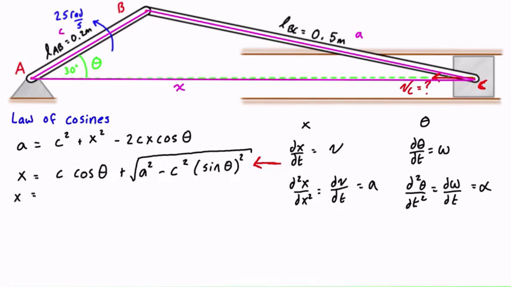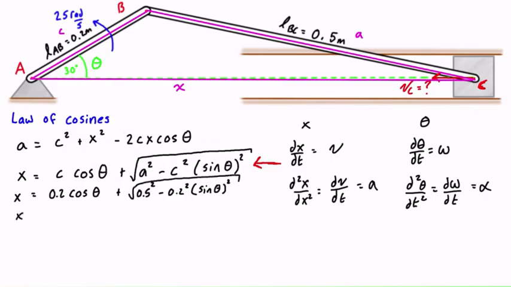So we have x is equal to c, and c was right here. It's the small c, it's 0.2 meters. 0.2 times cos of theta. Again, we're going to leave that as a theta. We're not going to write the 30 degrees. Plus square root of a squared. Well, side a was 0.5 meters. 0.5 squared minus c squared, which is 0.2 squared, times sine of theta all squared. And that is under the square root.